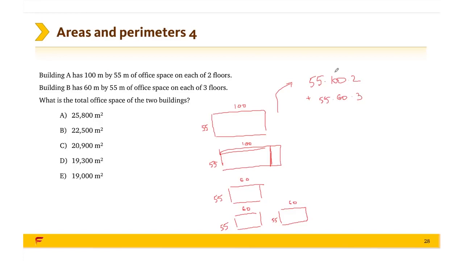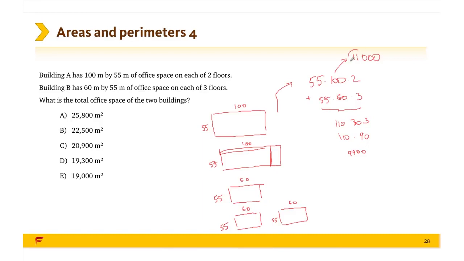Okay, so 55 times 2 is 110. 110 times 100 is 11k. And then 55 times 60 times 3 is 110 times 30 times 3. I took 2 from here into here for easier calculation. So it's 110 times 90. So it's 99 and 2 zeros. That's it.